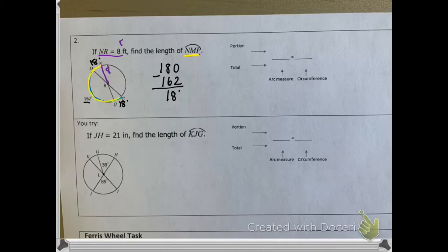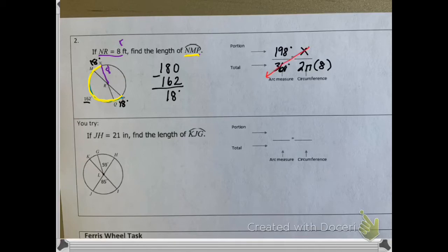So again, in order to find this arc, I just have to add 18 plus 162 plus 18. So that would be 198 degrees. So 198 degrees is my arc out of a total of 360 for a circle. We're trying to find the arc length, so that's my unknown, out of a total circumference of 2 pi times the radius, which is 8. Then from here, we're just cross multiplying and rounding in the very last step.